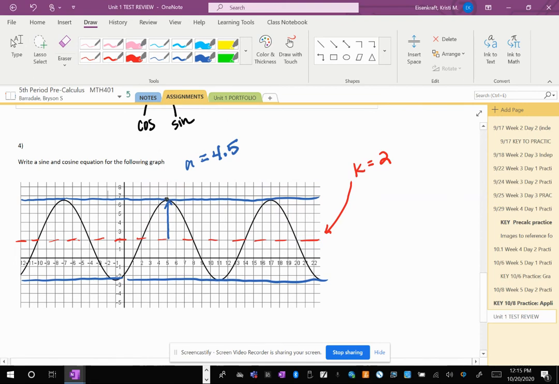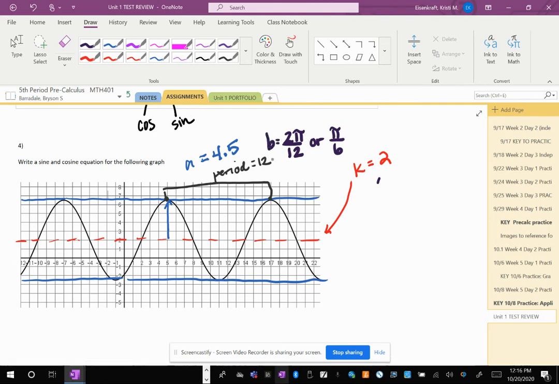Okay. So the period, I like to mark the period from the top of the mountain to the top of the mountain. The period looks like it is 5 to 17. So the period is 12. That doesn't go in the equation. But what does go in the equation is 2 pi over 12. You can leave it like that, or you could say pi over 6 for fun, right? Because that's simplified. That is your B value. And the B value comes from taking 2 pi over the period. And the period wasn't that hard to find.